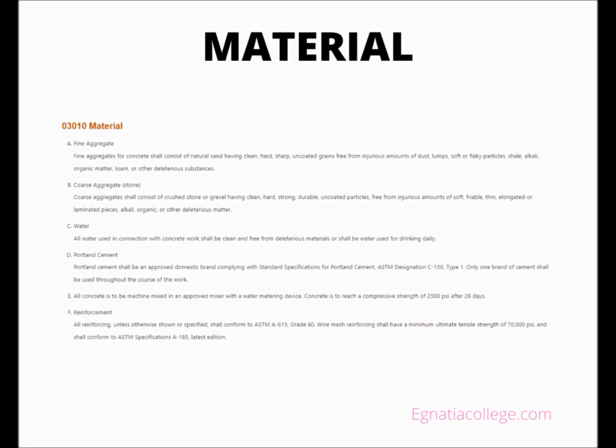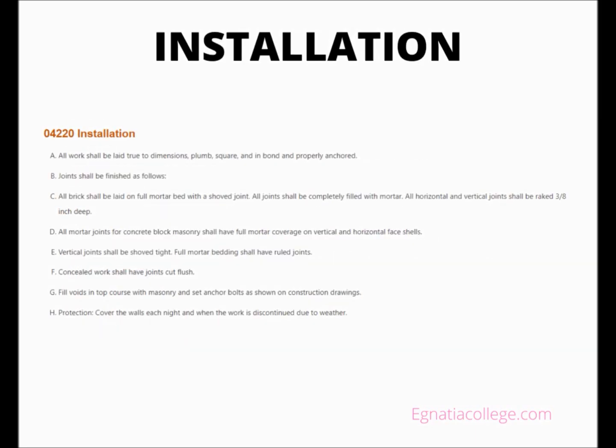Mortar used for laying brick and concrete block shall consist of 1 part masonry cement, 2 to 3 parts sand. The mortar ingredients shall comply with the following requirements: masonry cement, ASTM C91 Type 2. Aggregates, ASTM C144. Water, clean, fresh, free from acid, alkali, sewage, or organic material. Installation. All work shall be laid true to dimensions, plumb, square, and in bond and properly anchored. Joints shall be finished as follows.